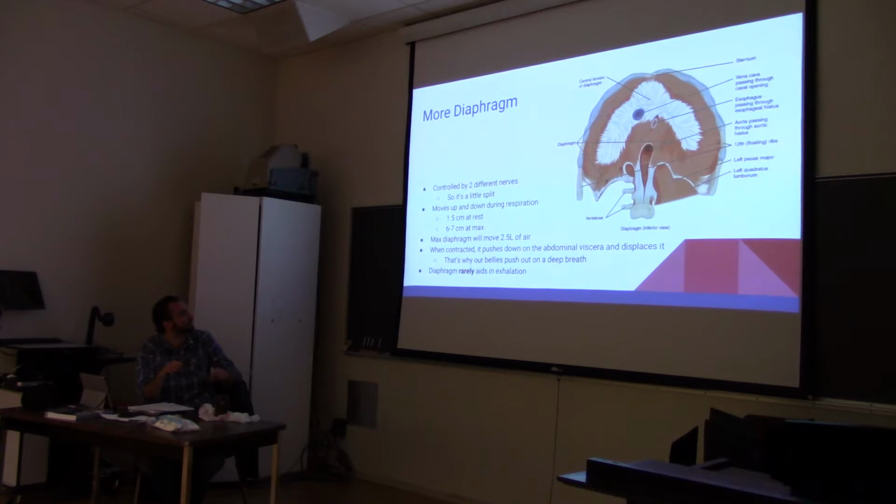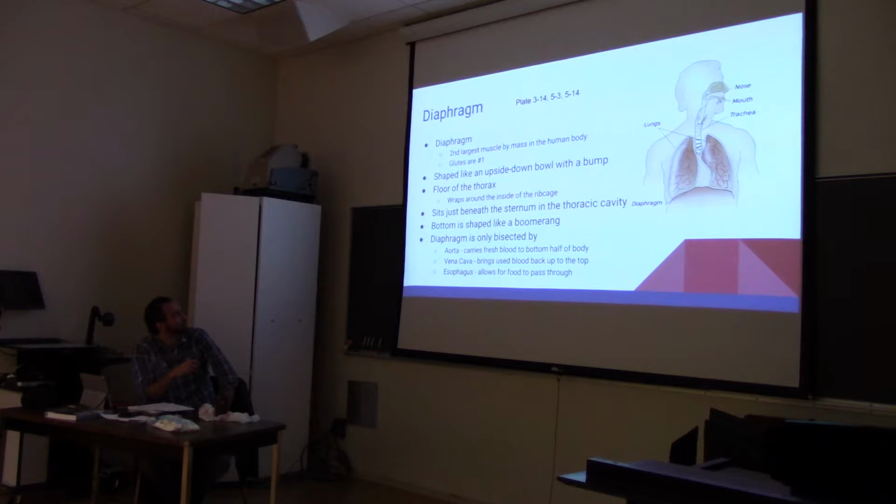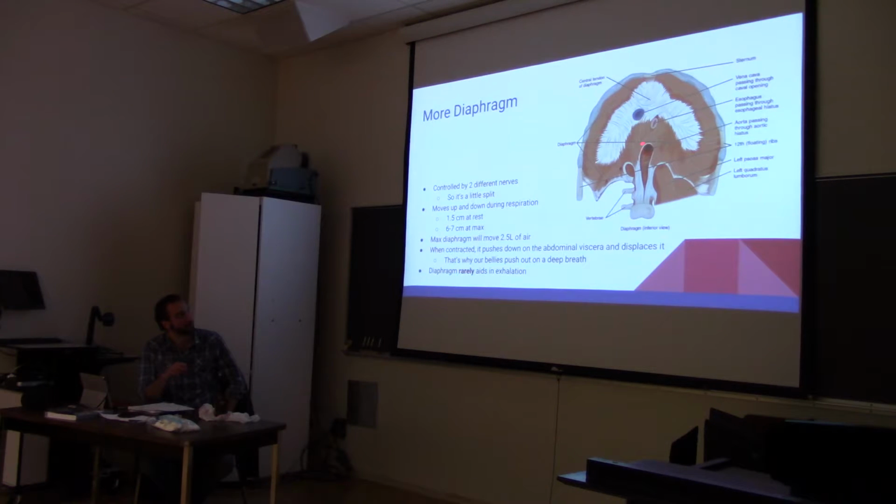Do we have a better picture? Yes, like this. Okay. So it's the floor of the thorax, so it's what's under our lungs and our heart, right? And it completely separates our body. The only things that go through are the vena cava, which is a blood vessel, the aorta, which is another one, and then the esophagus, which swallows all our food. That's the only stuff that goes through our diaphragm.